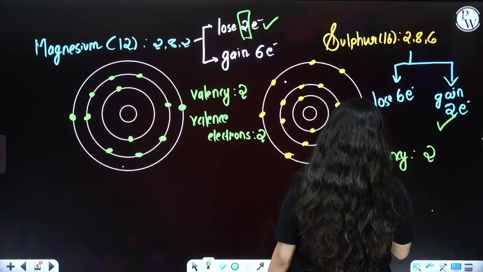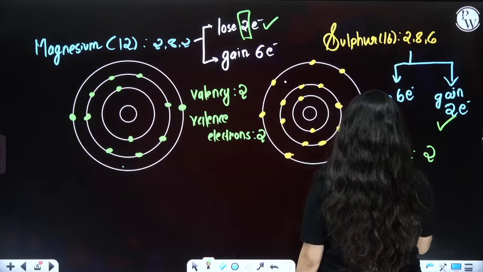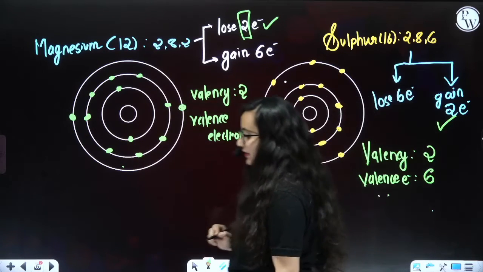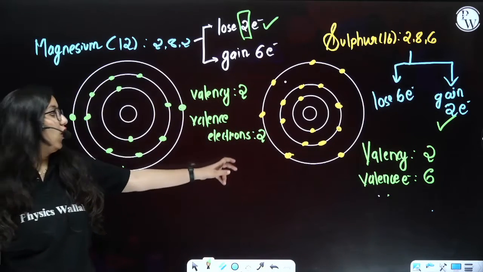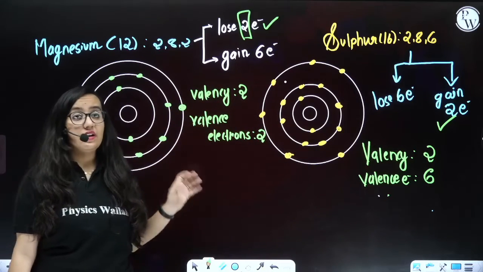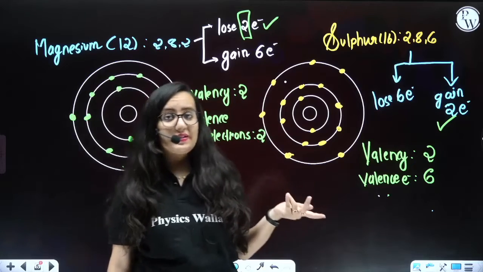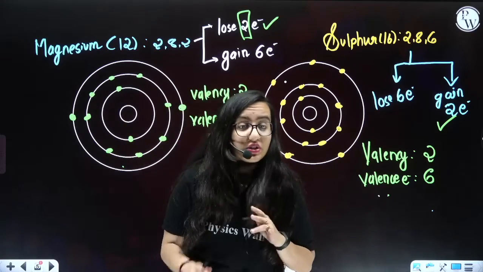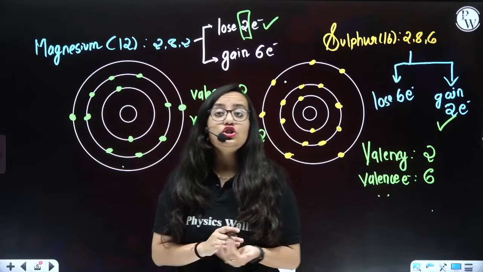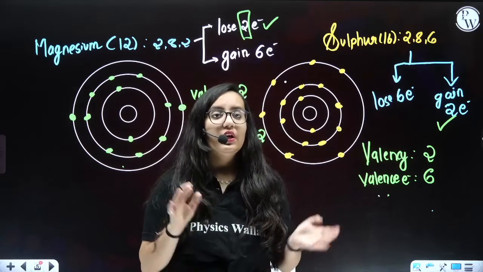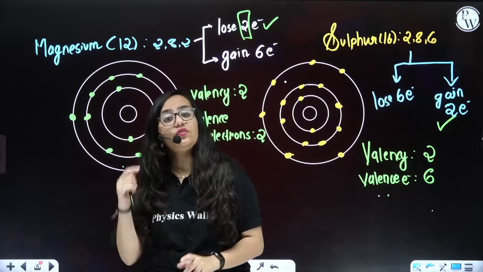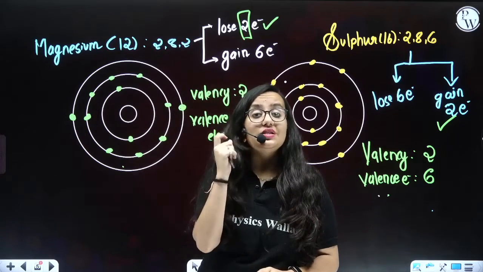But what is the number of valence electrons? Valence electrons would be 6. See, I told you, always valency and valence electrons cannot be the same. Okay, so that is the thing. You will just see which is the shortcut way. For any atom you just have to think which is the shortcut way for it to attain stability.